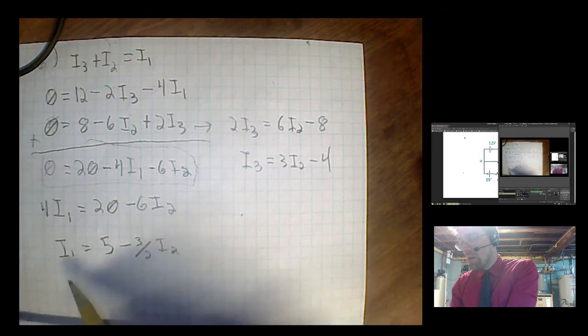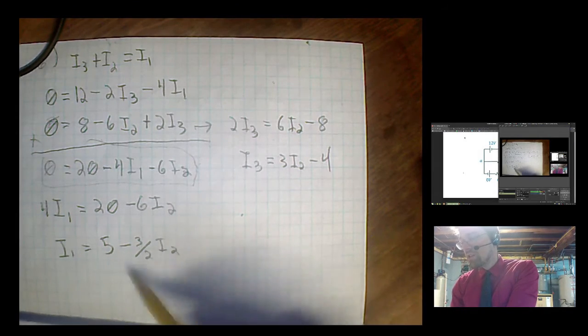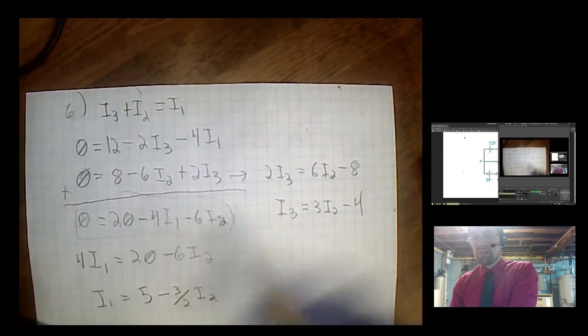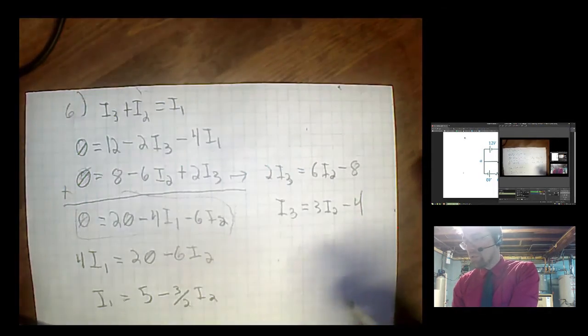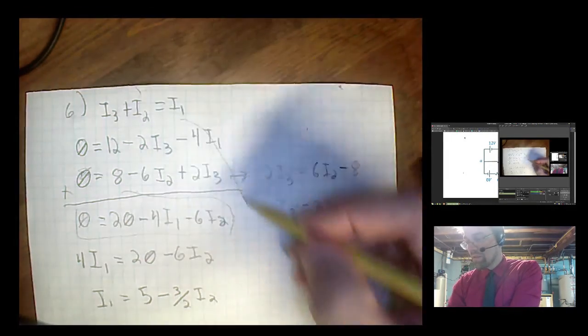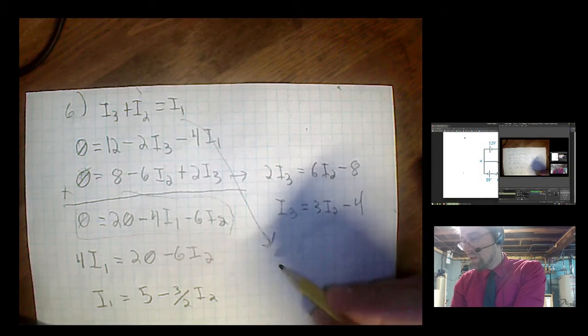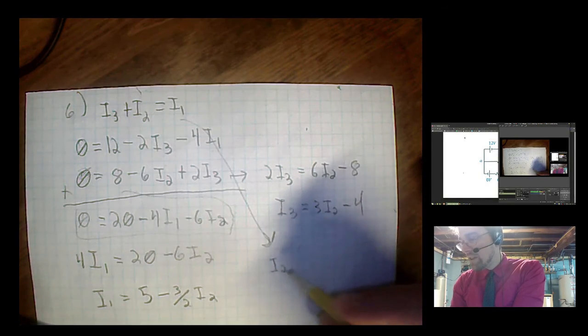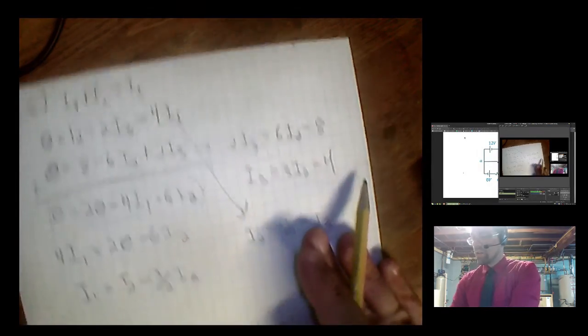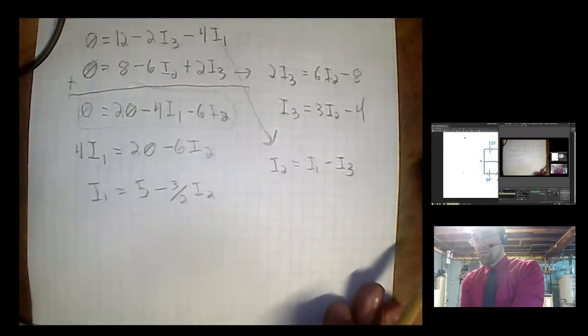I1 equals something involving I2, I3 equals something involving I2. Maybe we take these and plug them back into our original junction rule. Let's put it in terms of I2, because that's what we'll be solving for: I2 equals I1 minus I3. And now we'll plug in our expressions for each. I'm going to rearrange paper here.